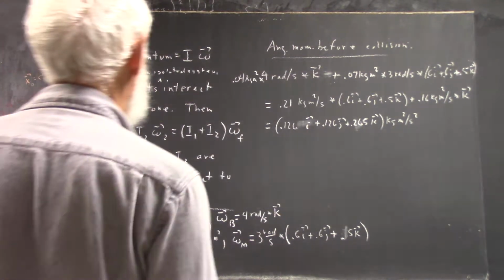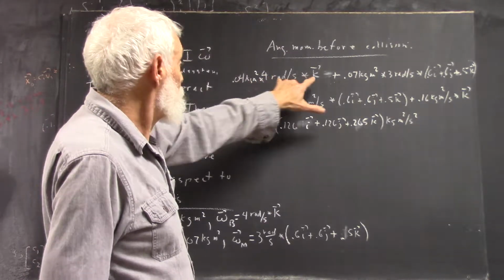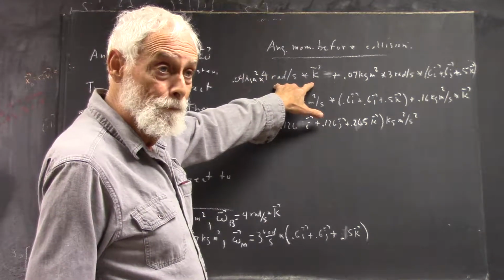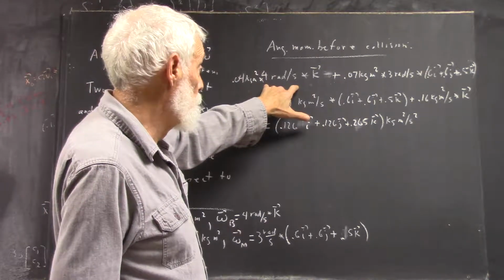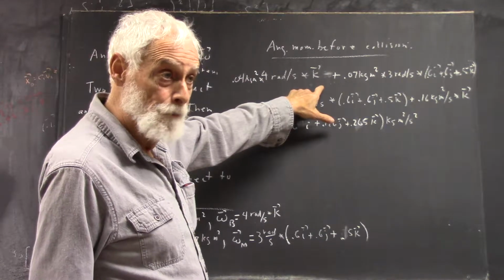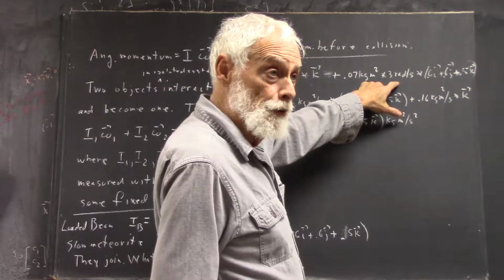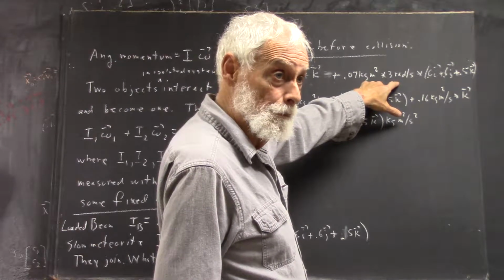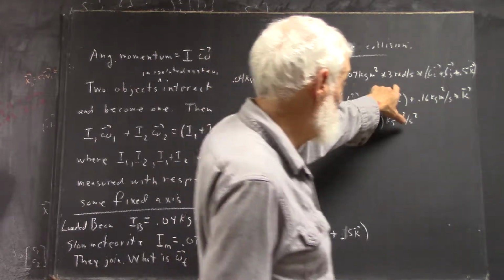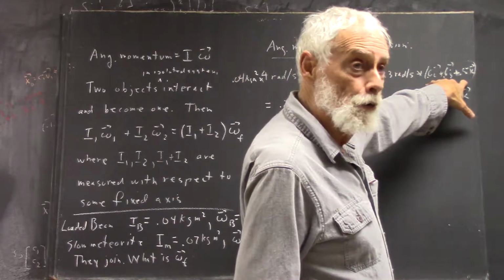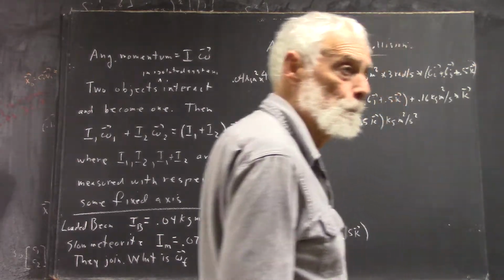Okay, angular momentum before collision is just moment of inertia times angular velocity, right? For the first object, that's 4 kilogram meter squared times 4 radians per second times the k vector, added to the moment of inertia times the angular velocity of the second object, right? Which is the 0.07 kilogram meter squared multiplied by 3 radians per second times the vector that gives you the direction and changes the magnitude very slightly, okay?